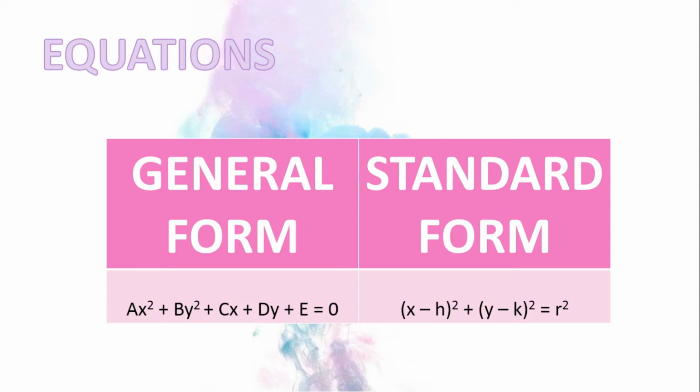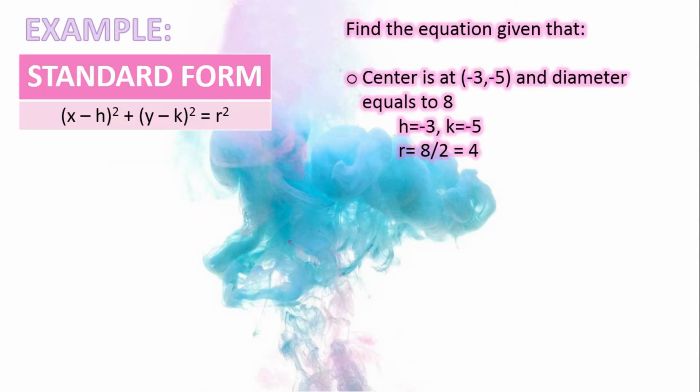So, let's go for the example. First is a basic one. Find the equation given that the center is at -3, -5, and the diameter equals 8. As I said before, the radius is equal to half of the diameter, so we divide the diameter by 2. So, 8 divided by 2, the radius is equal to 4.